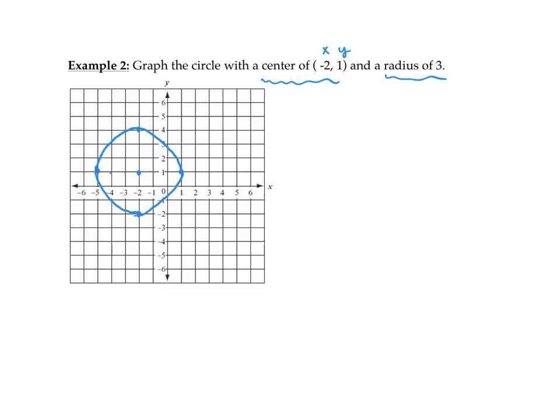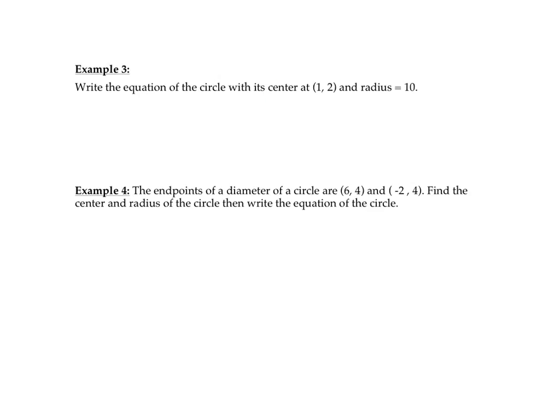All right, next we're going to try writing the equation of a circle. In example 3, this says write the equation of a circle with its center at 1, 2, and the radius equal to 10. So of course the radius is r, and this is our a value and our b value. So take a second and write down standard form. (x minus a) squared plus (y minus b) squared is equal to the radius squared.